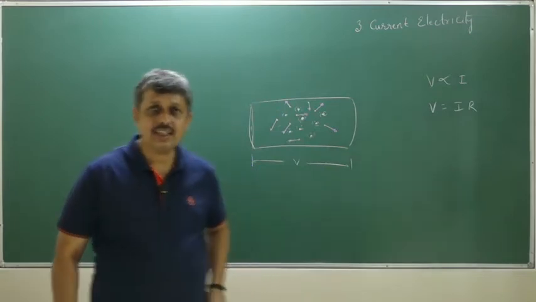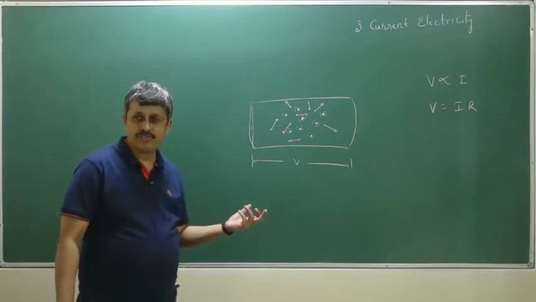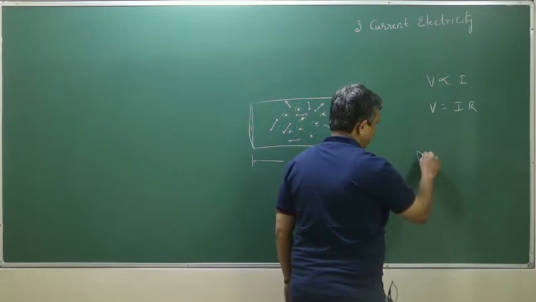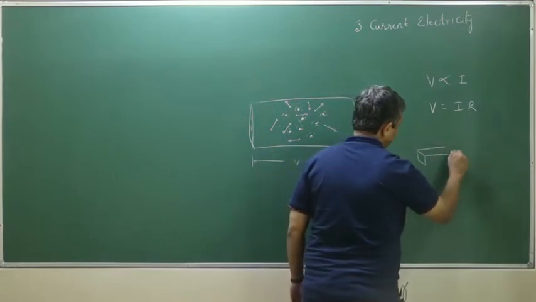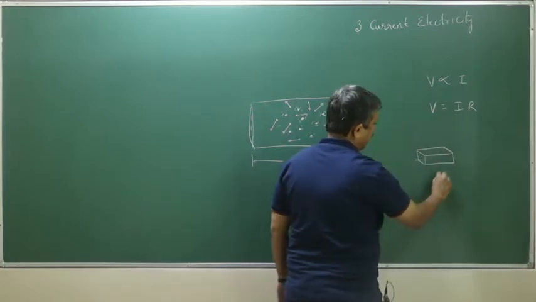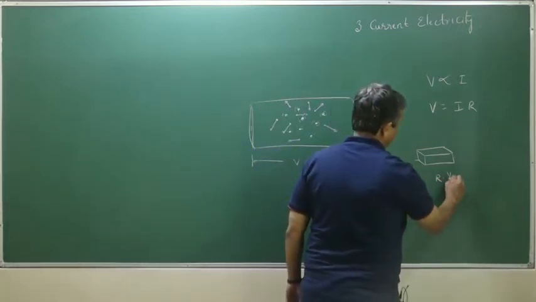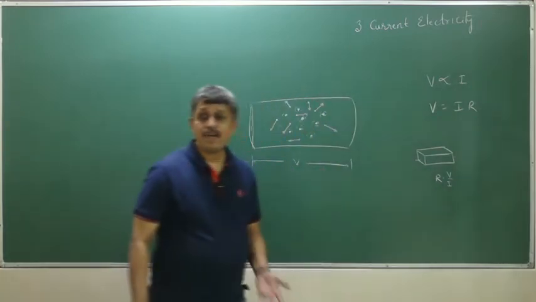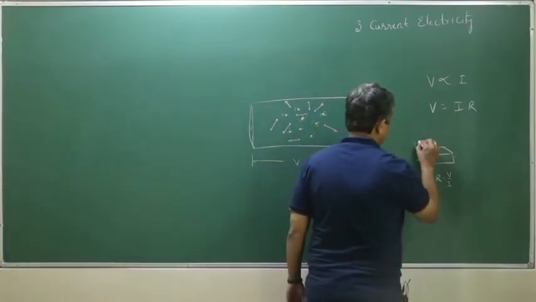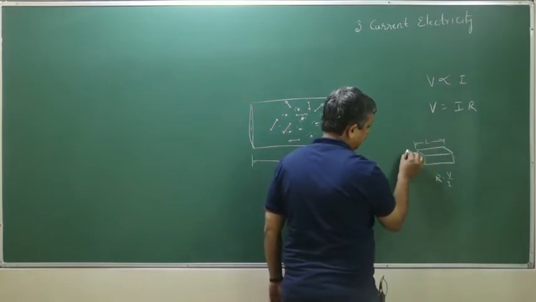So we know that R actually, let us say I have two exactly the same kind of conductor. I have a conductor which is like this, which has, let us say, a certain resistance R, which we know is nothing but V by I. Now let us say this has a length L, and the cross section area is, let us say, A.